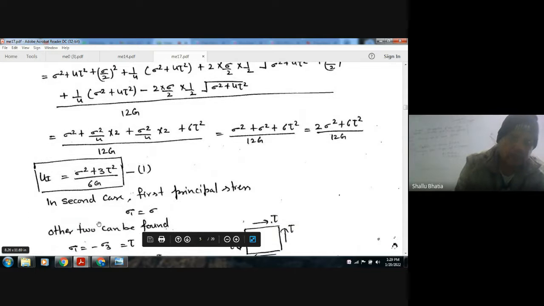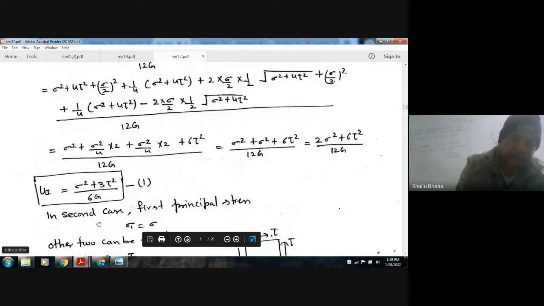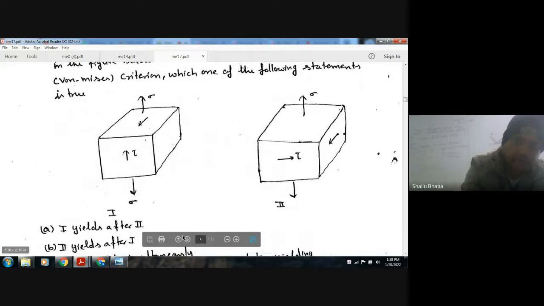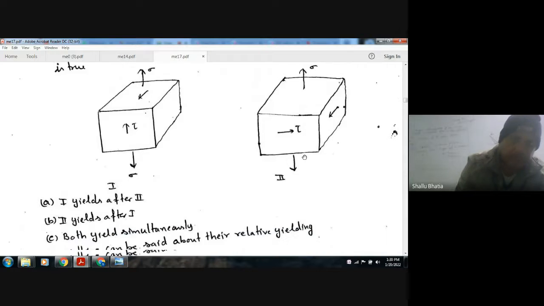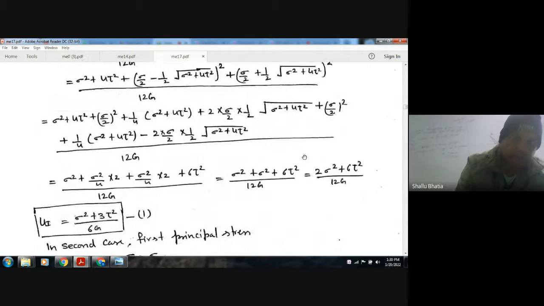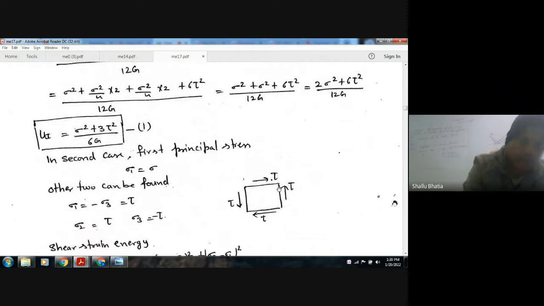So in the second case, this is the plane of third principal face. And here on this plane only tau is acting. So we can find out the principal stresses on this plane. First principal stress is sigma, and the other two principal stresses are tau and minus tau when only pure shear is active.